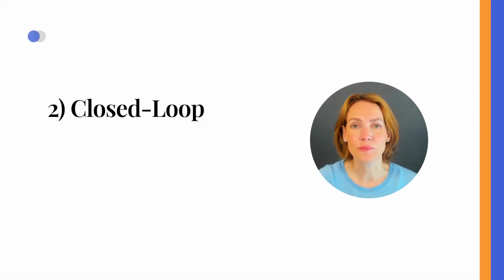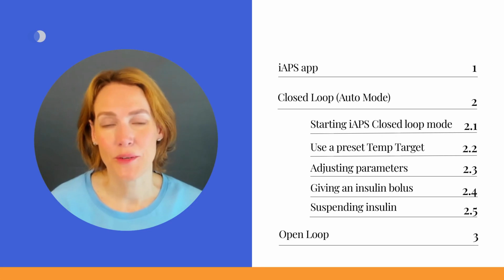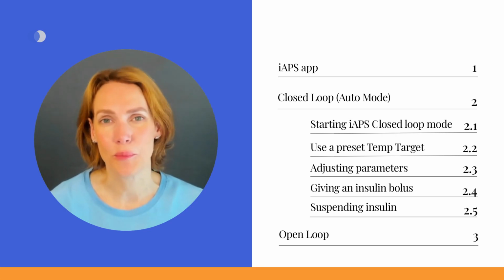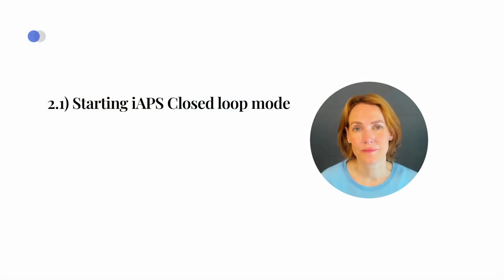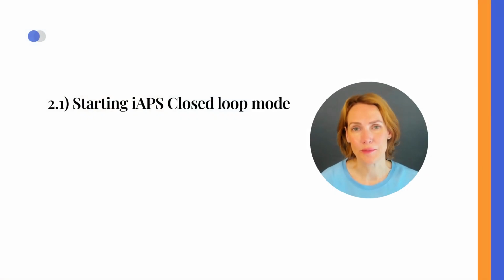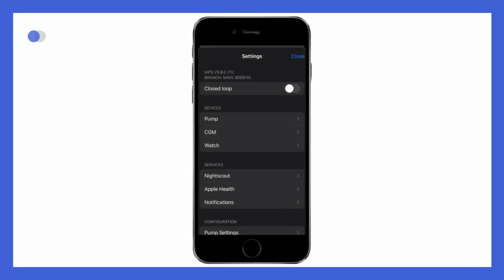2. Closed loop. Now that we know how the iAPS works, we will discuss how to use iAPS in auto mode or closed loop mode. 2.1. Starting iAPS closed loop mode. Once you have checked that your core settings are fairly accurate, you can enable closed loop via the settings.